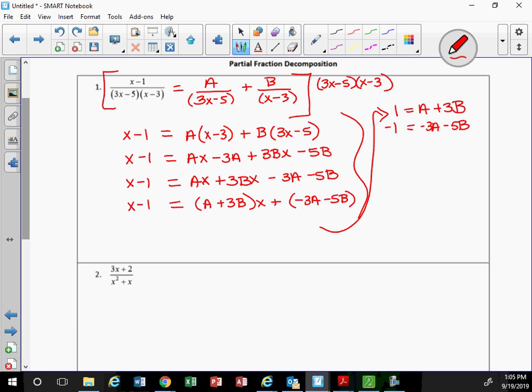I'm going to take this first equation times 3, and then I'm just going to write it down below. So I'm going to have 3 equals 3A plus 9B. But if you want to substitute, you certainly can. If that's your wheelhouse, go for it. I'm going to end up with 2 equals 4B. So I know 1/2 is B. So that's one of my little answers.